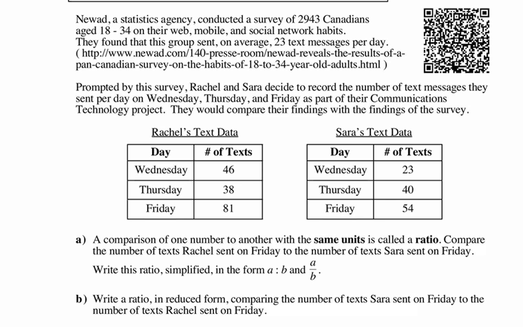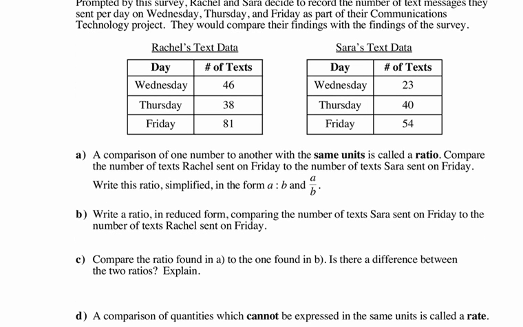Because of that, Rachel and Sarah thought, okay, let's record our text messages on the Wednesday, Thursday, Friday, on the same day, and see how they compare. Looking at question A, a comparison of one number to another with the same unit is called a ratio. That's a definition you need to know, so I'm just going to highlight that.